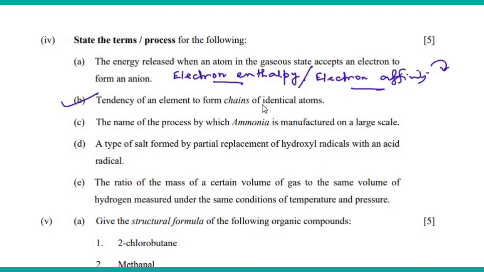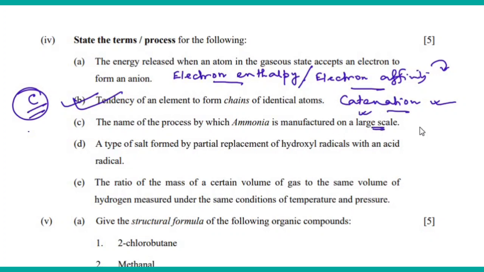The tendency of an element to form chains of identical atoms is called catenation, and it is a very special property of carbon. Due to this catenation property, carbon forms thousands and thousands of types of compounds. Okay, and due to this catenation, organic chemistry is created. Okay, that is catenation.